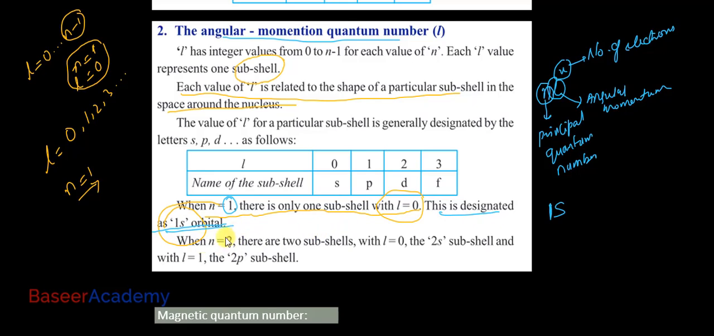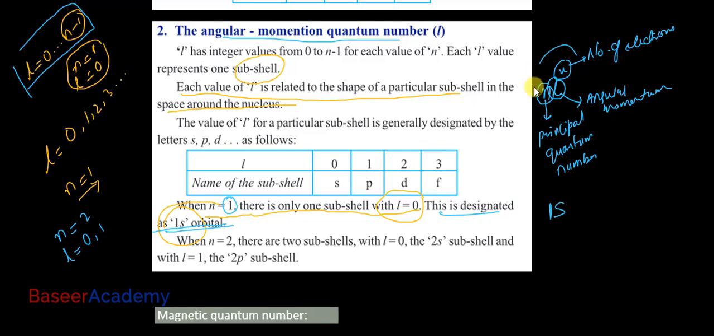In the same way, when n is equal to 2, what are the values of l? We know that l takes values from 0 to n minus 1. What is n? 2. 2 minus 1 is what? 1. So l takes values from 0 to 1, which means l takes these two values.